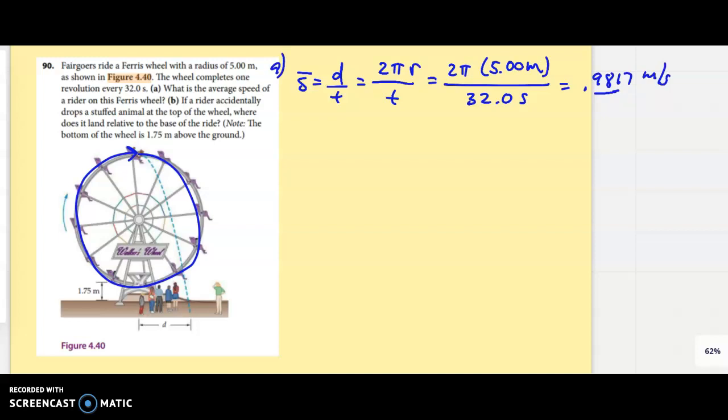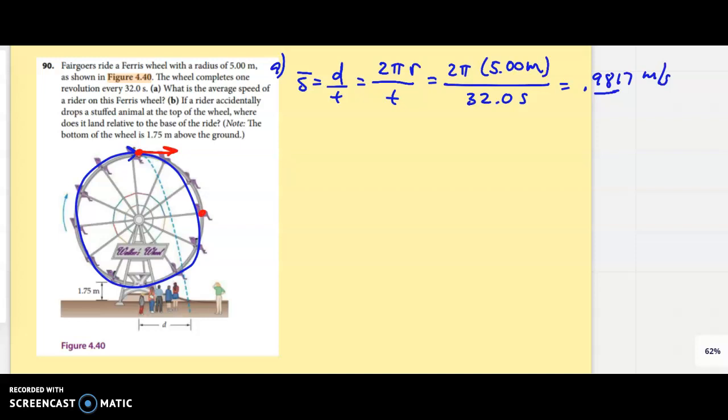Now, part B uses that. If a rider accidentally drops a stuffed animal at the top of the wheel, where does it land relative to the base of the ride? So here's the thing. At every spot along there, the velocity, which is the size of that average speed, is going to be tangent to this. So it's going to be like so.